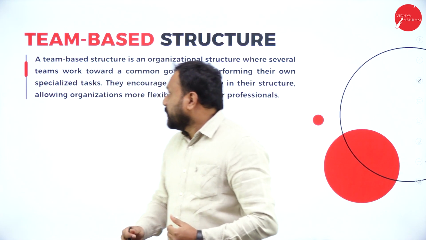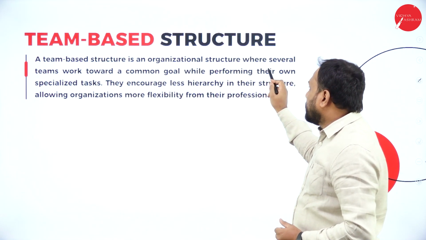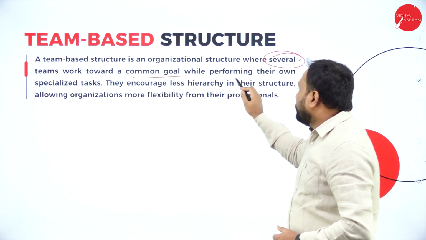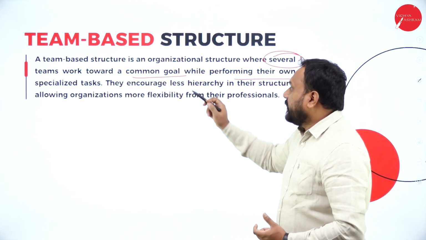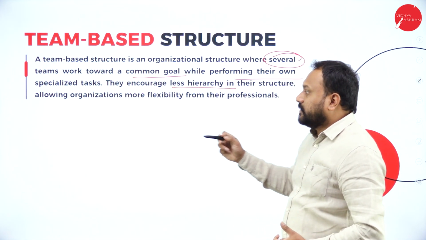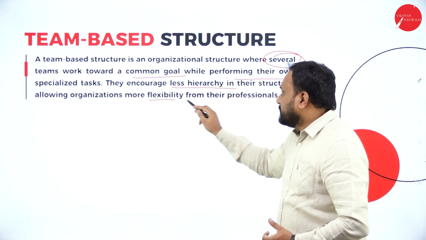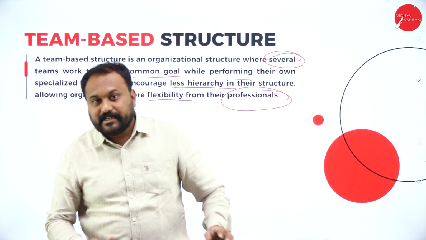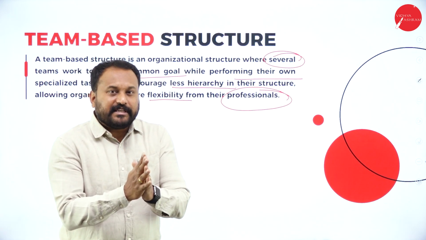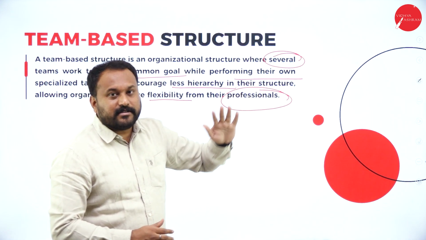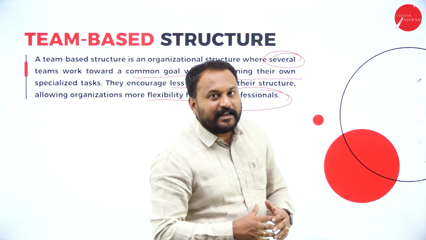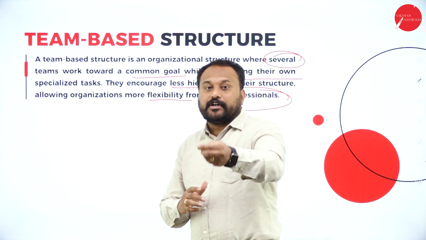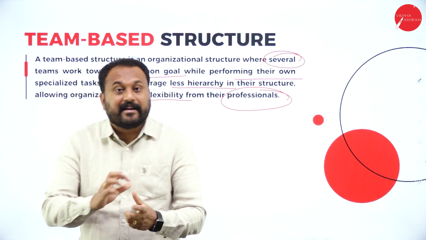How does it operate? A team-based structure is an organization structure wherein several teams work towards a common goal while performing their own specialized tasks. They encourage less hierarchy in their structure, allowing the organization more flexibility from their professionals. So here, in a team-based organization, what happens is very simple. The first thing is, they don't want hierarchical orders. They want all the employees to feel that they're all one family, and they get specialized knowledge and work in solving problems rather than creating one.